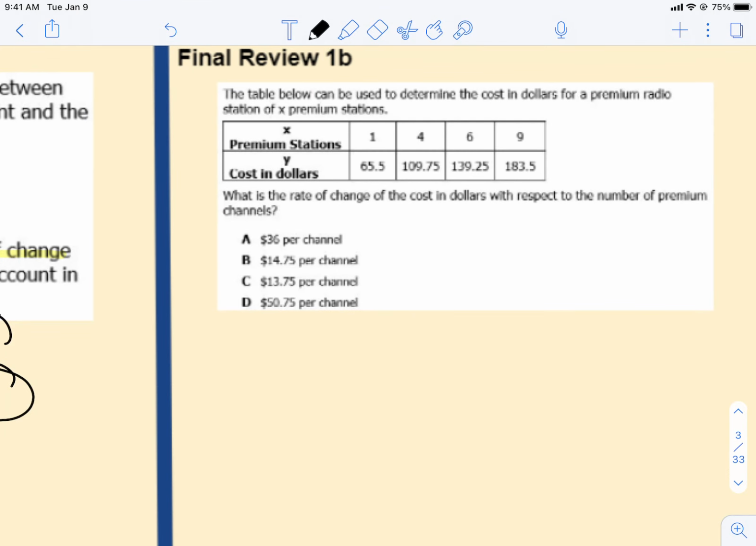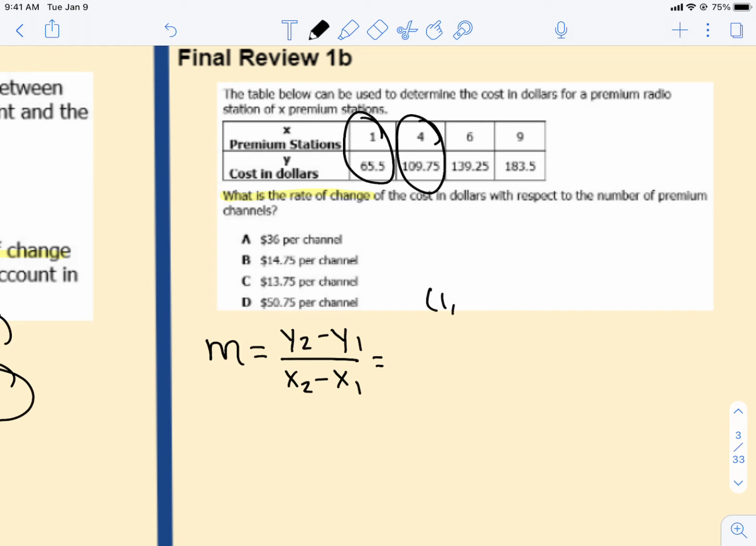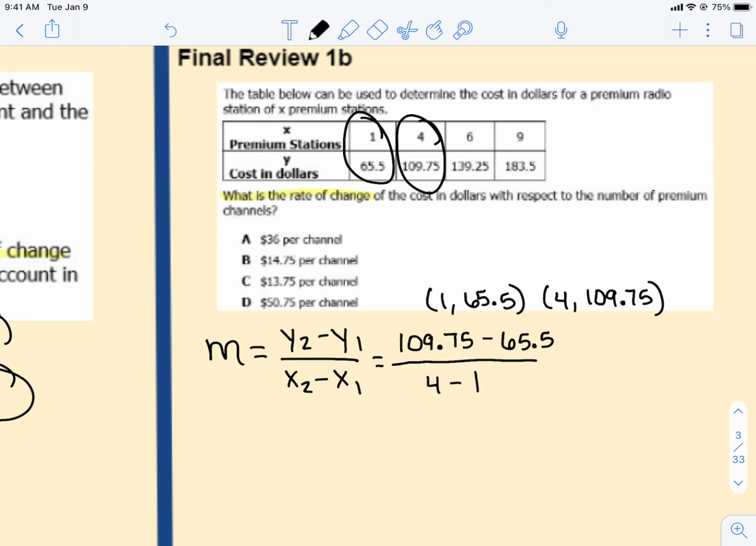Letter B. The table below can be used to determine the cost in dollars for a premium radio station of X premium stations. What is the rate of change of the cost in dollars with respect to the number of premium channels? Again, what is the rate of change? So I have my formula again. Y sub 2 minus y sub 1 over x sub 2 minus x sub 1. I need 2 points, so I have this one, and let's go with this one. So I have 1 and 65.5 and 4 and 109.75. So I plug in, I have $109.75 minus $65.50 over 4 minus 1.